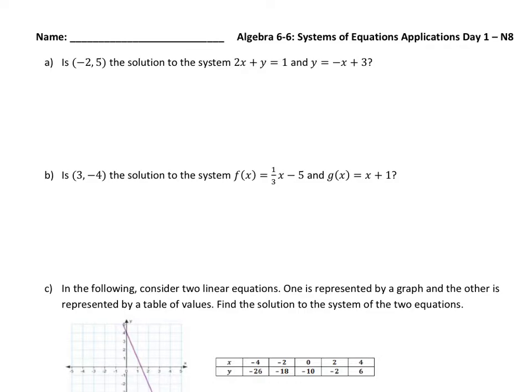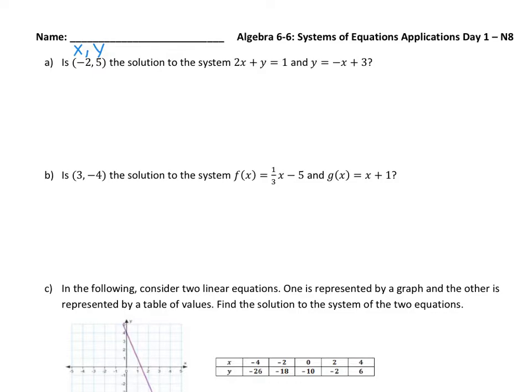So letter A, we're starting off pretty basic. Is negative 2, 5 the solution to the system 2x plus y equals 1 and y equals negative x plus 3? So negative 2, 5 is a solution in the form of x comma y, meaning x equals negative 2 and y equals 5. So all we're going to do here is plug in negative 2 for x and 5 for y into both equations and see if it works.